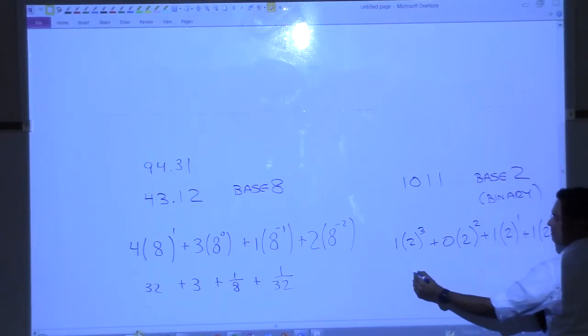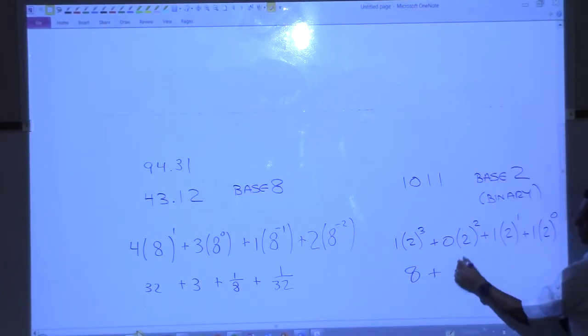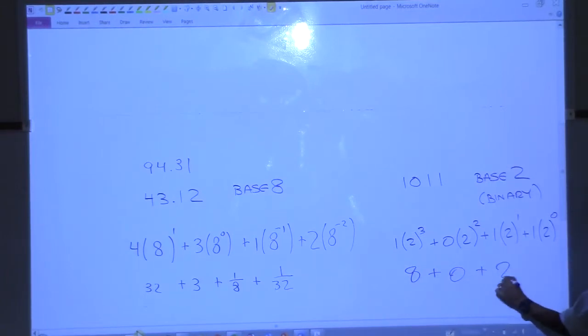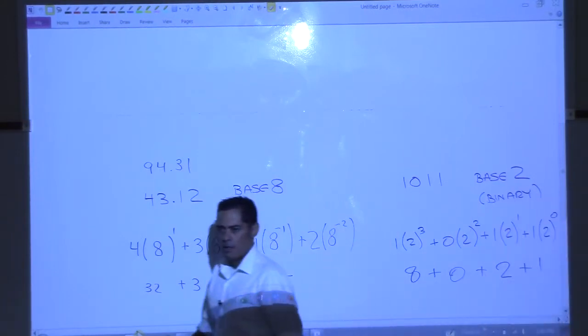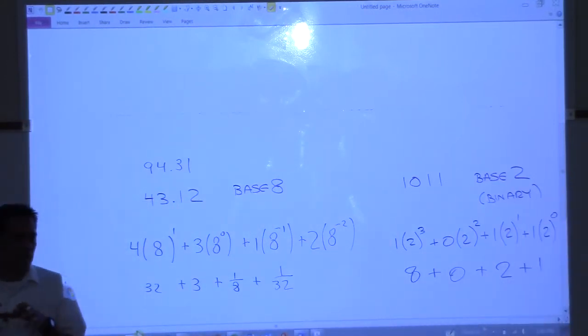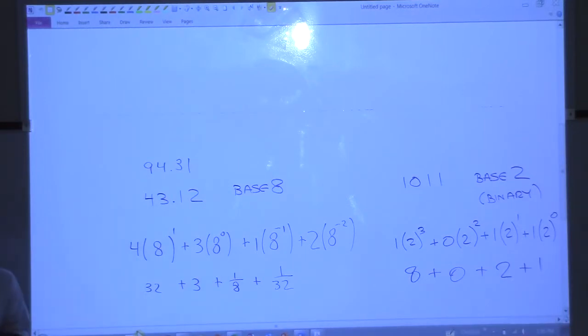What's that? 8, 0, 2, 2 zeros, 1, so 1. So what is that? 11. This is the number 11. The number 11 in base 10 is written as the number 1011 in base 2. That make sense? Yes?